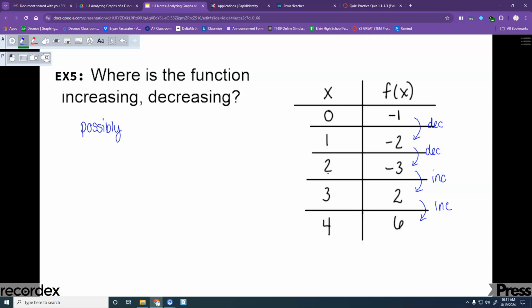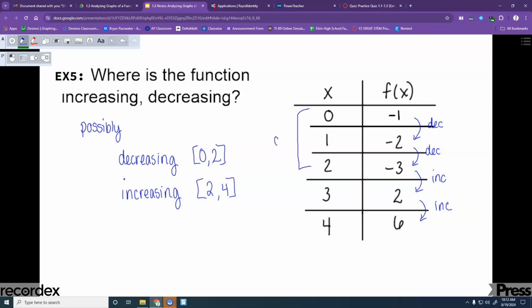So we would say that possibly what is happening here is that we are decreasing, and we want to use our x values, not the y values. So decreasing from 0 to 2, and then we could be increasing from 2 to 4. And I'm pulling those numbers here. This is decreasing. This is increasing. We use those numbers in the x coordinates, just like we look at the x-axis. We don't use the y numbers over here.